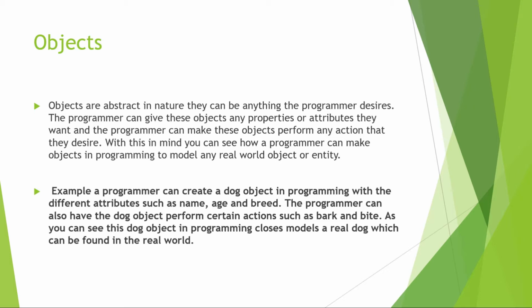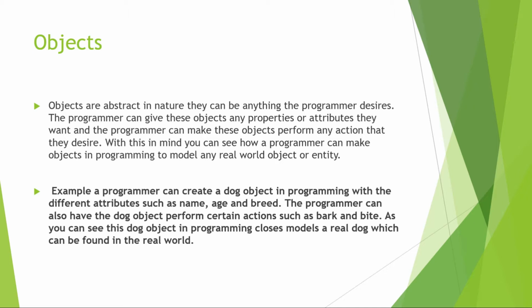For example, a programmer can create a dog object in programming with different attributes such as name, age, and breed. The programmer can also have the dog object perform certain actions such as bark and bite. As you can see, this dog object in programming closely models a real dog which can be found in the real world. With all this explanation, you probably have some questions, and that's alright.